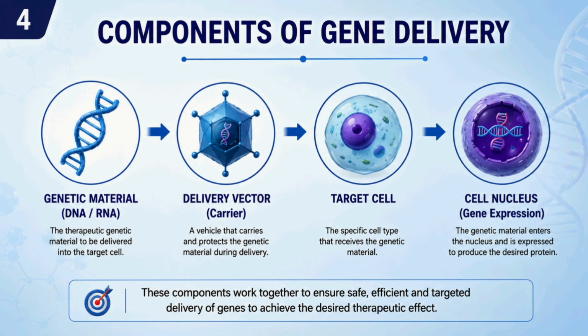And the third one is the target cell. The vector delivers the gene only to the required cells. For example, liver cells, muscle cells, blood cells, brain cells. Different diseases require different target cells. And the fourth one is the cell nucleus. Once the DNA enters the nucleus, it starts producing the required protein. This protein helps restore the normal body function. So the complete pathway is healthy gene, vector, target cell, nucleus, protein production and disease improvement.